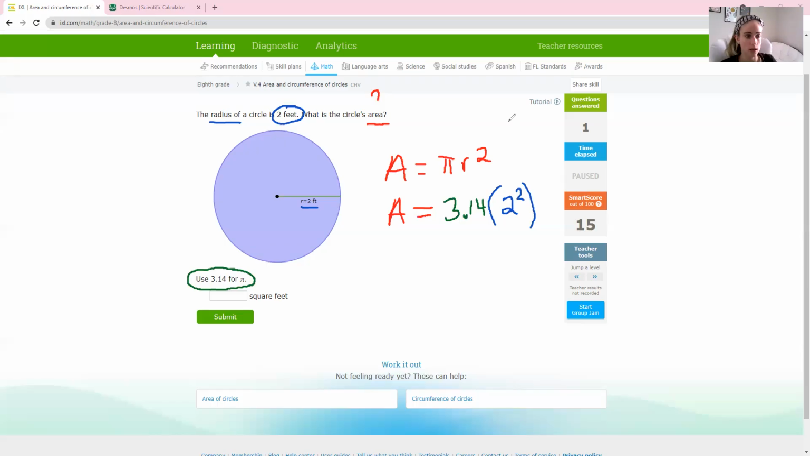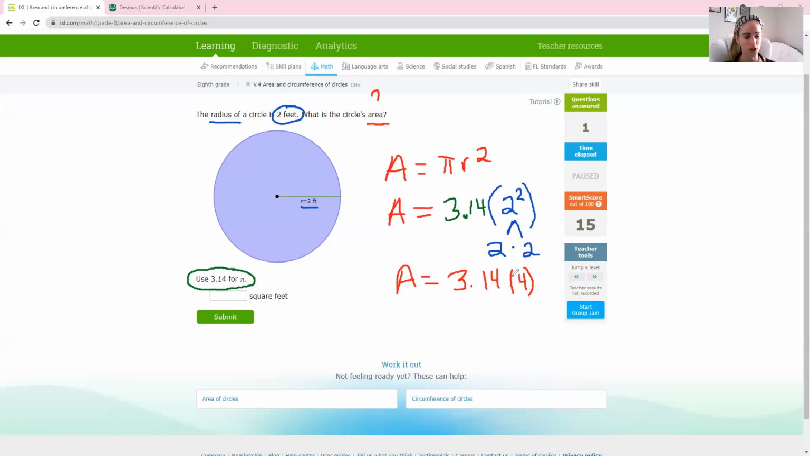So 2 squared is not 2 times 2. It is, well, it is, but 2 is kind of a funny one. It's 2 times itself 2 times. Kind of a bad example, but that's okay. So it's 2 times itself 2 times. We have area is equal to 3.14 times 4.